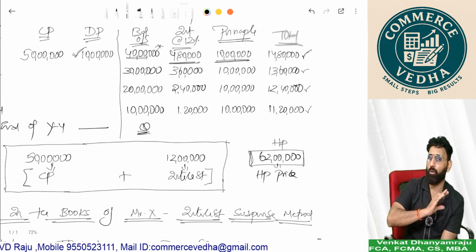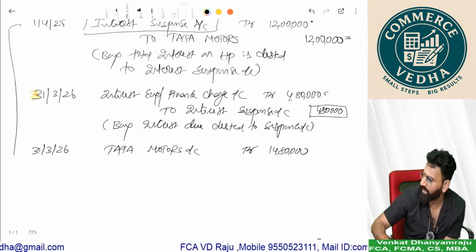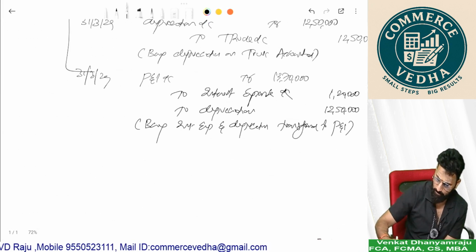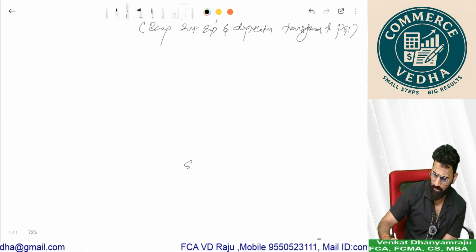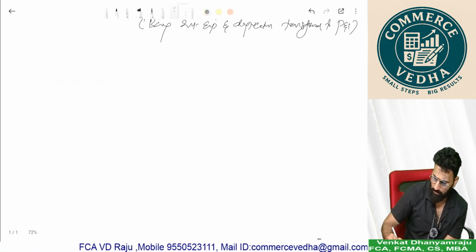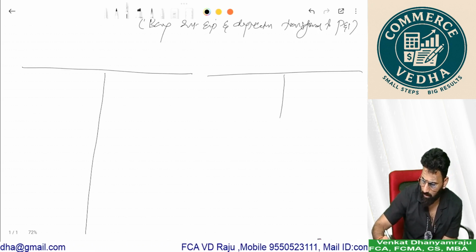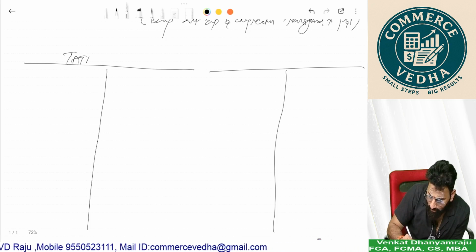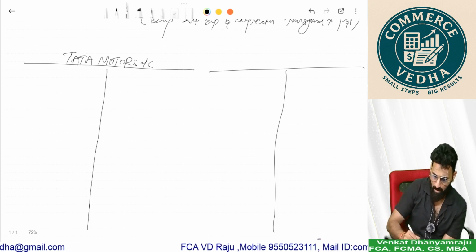So how do you show this in ledger format? Very simple ledger format. Let us do this in ledger format. After all the 4 years, I prepare 2 ledgers. The first ledger is the hire vendor, who is Tata Motors.